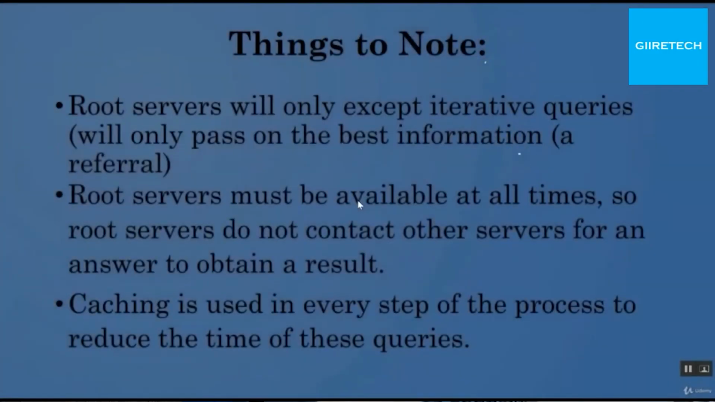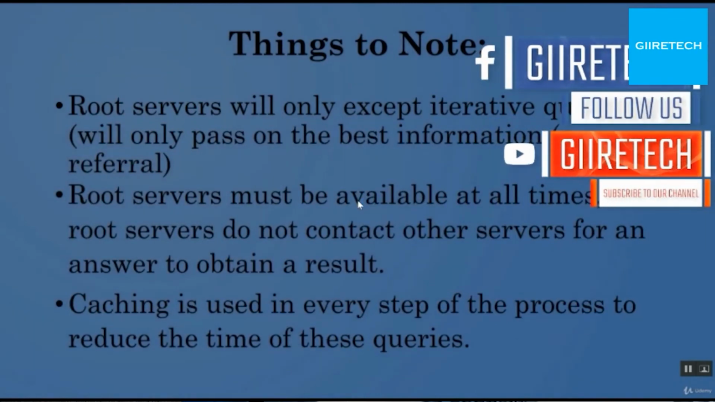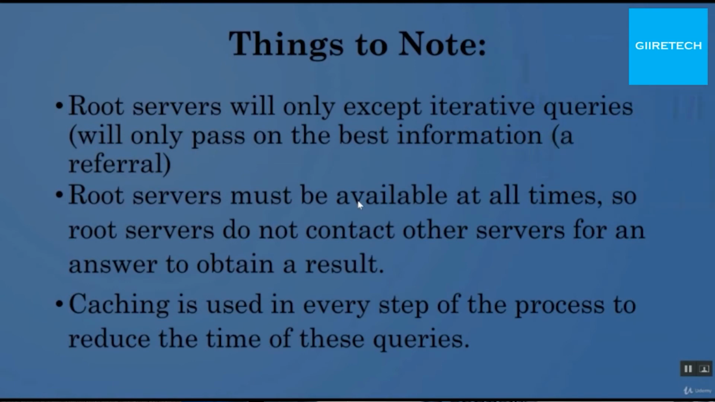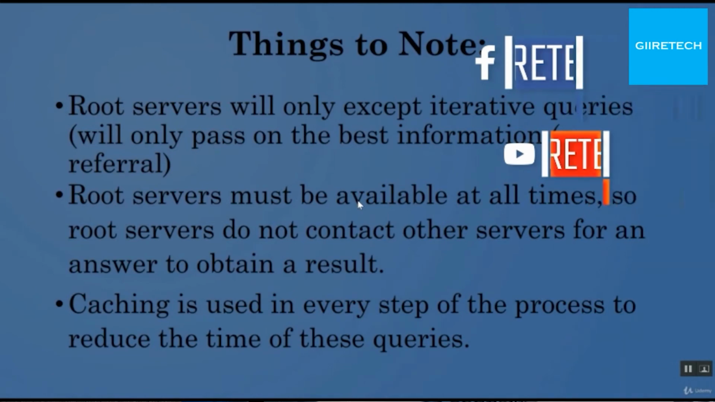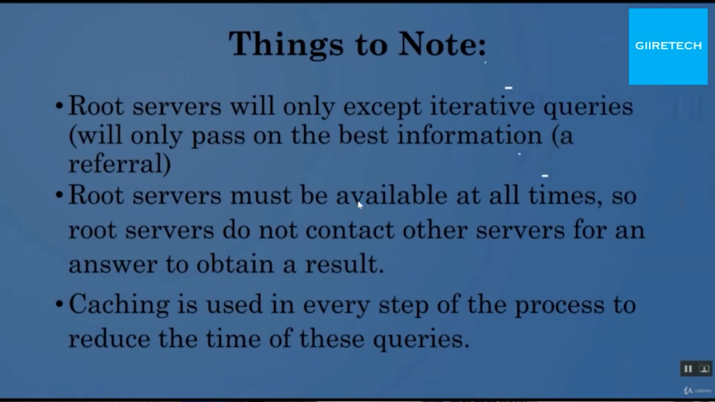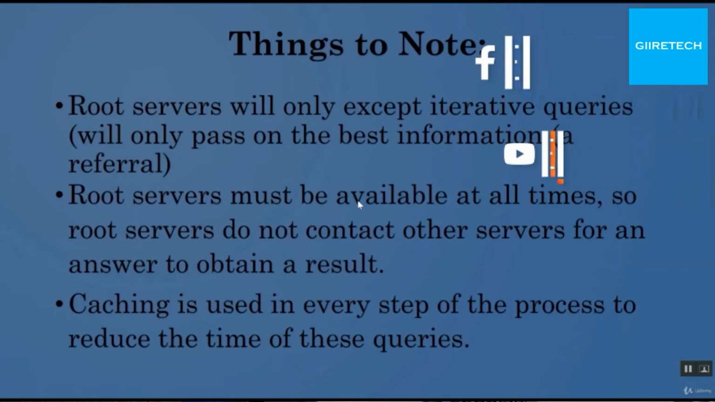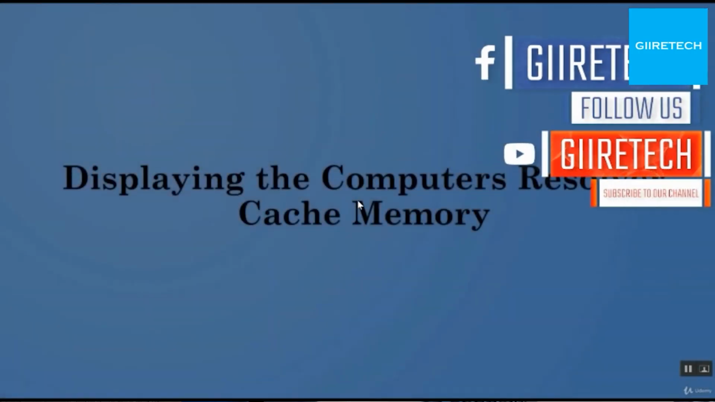Things to note. Root servers will only accept iterative queries. In other words, they will only pass on the best information or a referral. Root servers must be available at all times, so root servers do not contact other servers for an answer to obtain a result. This is why caching is used in every step of the process to reduce the time of these queries.